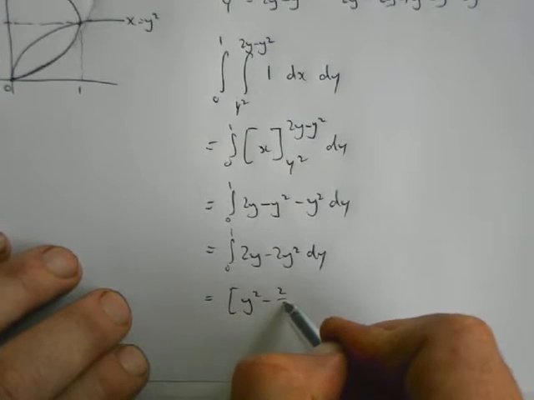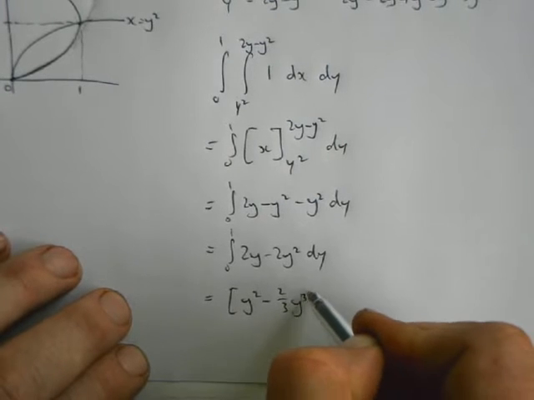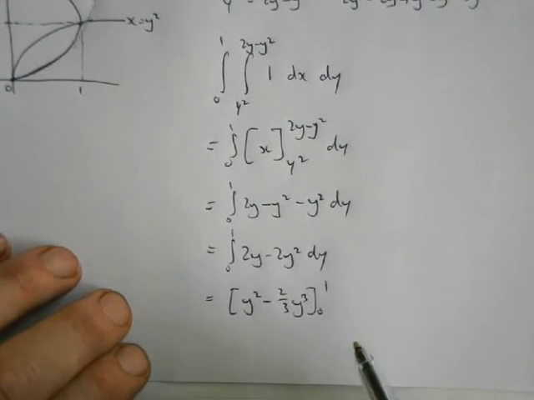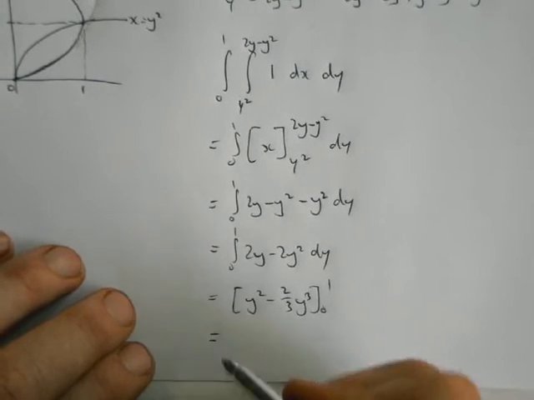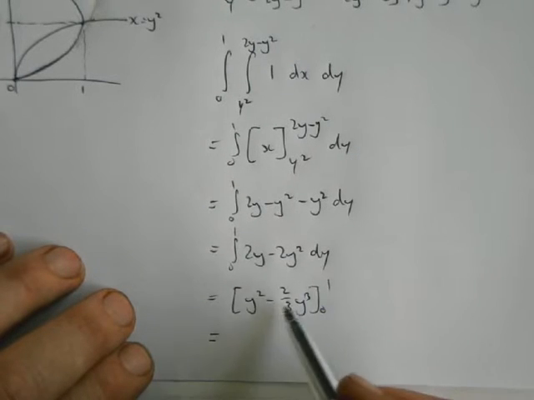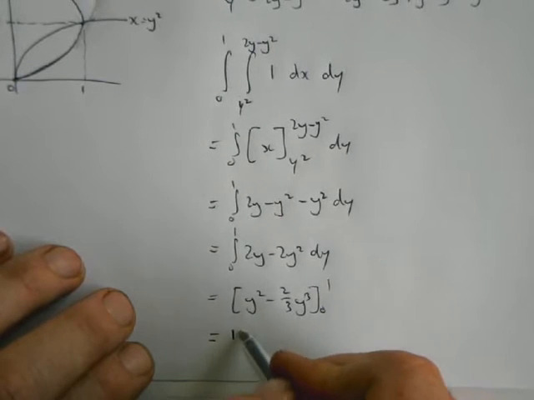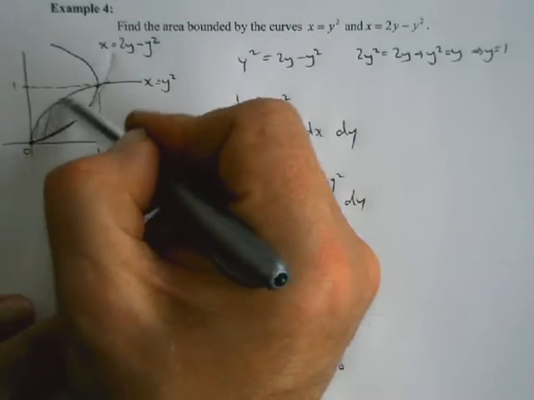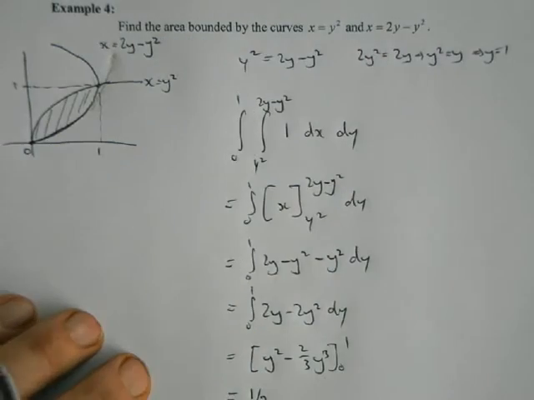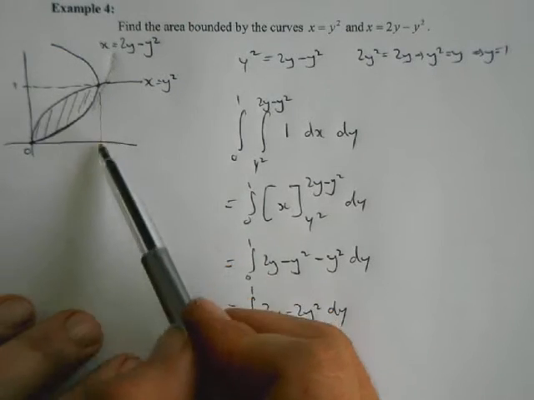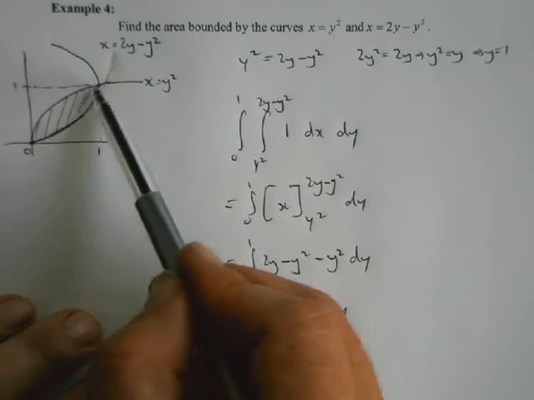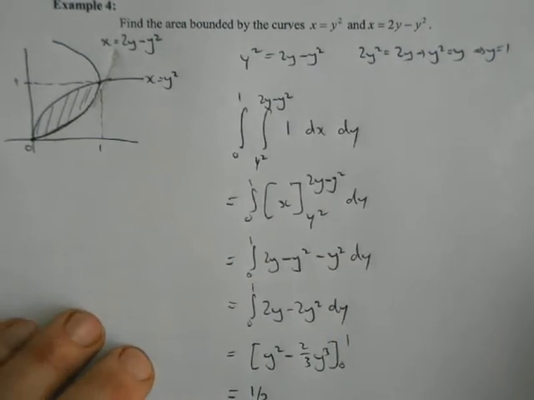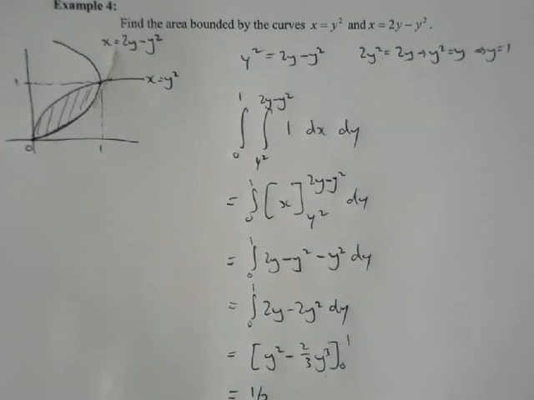Carrying along, we do the integration, we end up with y squared minus 2/3 y cubed between 0 and 1, which is, the zeros are all obvious. So that's going to be 1 minus 2/3, which is 1/3. Okay, so the area of this region here is 1/3, which sounds about right, given that's a square of 1 by 1, so that's 1. This seems to occupy about 1/3 of it. Looks reasonable.